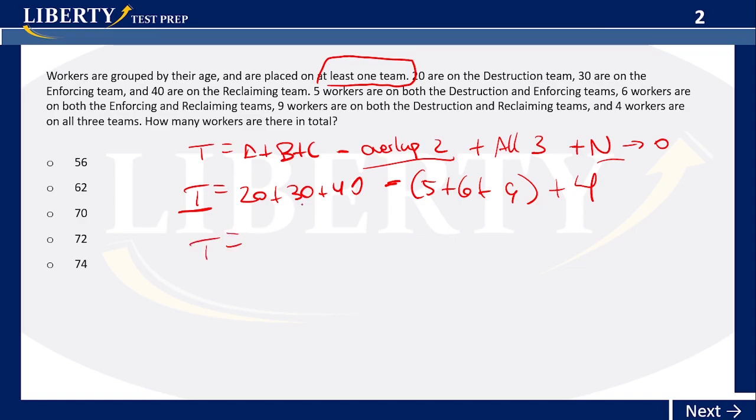So t is equal to 50, 90 minus, what is this? This one is 15, 20 plus 4. So t is equal to 74. Pretty simple if you know your formula, you see? Now this one is actually a hard question, but if you know your formula, it becomes an easy question, okay?